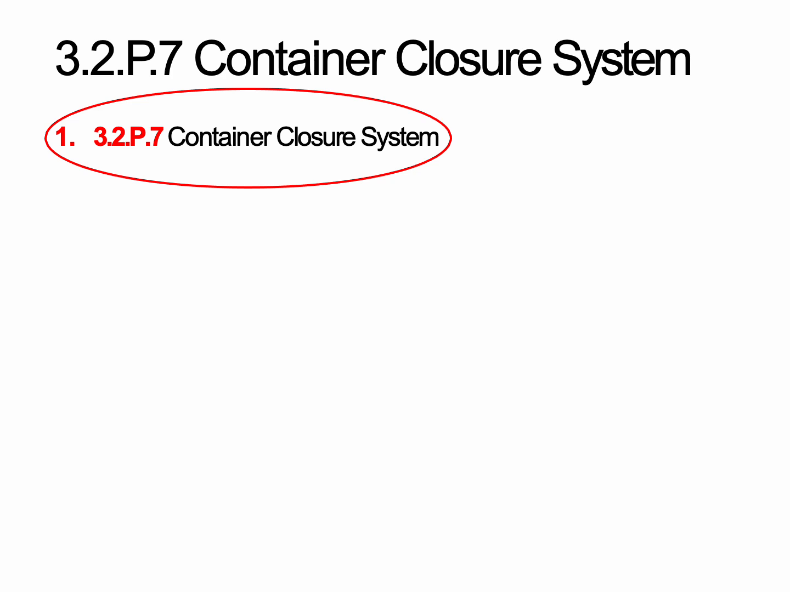Now here we are looking into submodule 3.2.P.7 in the Common Technical Document backbone, where we have to add the information related to our container closure system. So this is in module 3, submodule 2, P7, P standing for the product.